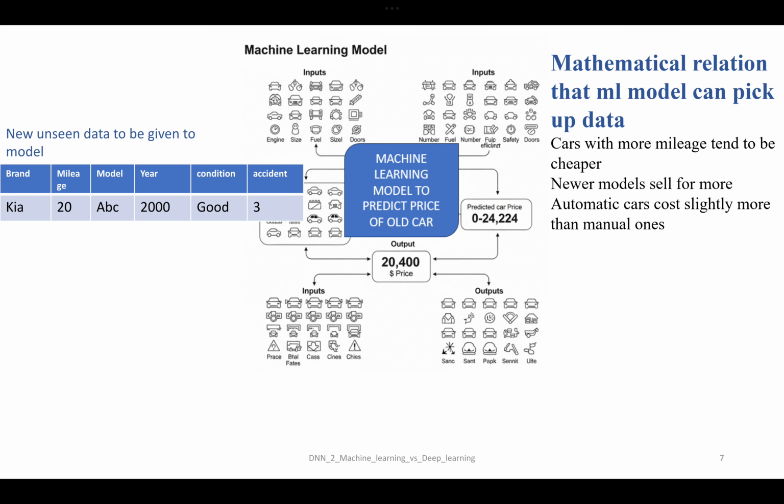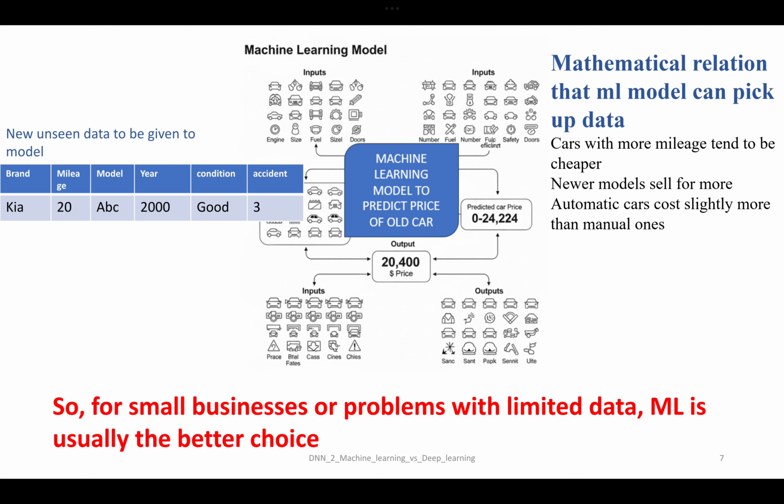Now, once the training is done, we test the model using the test data, the data it hasn't seen before. We give the car's features without the price and ask it to predict the price, and the model predicts the price. So, for small businesses or problems with limited data, machine learning is usually the better choice.